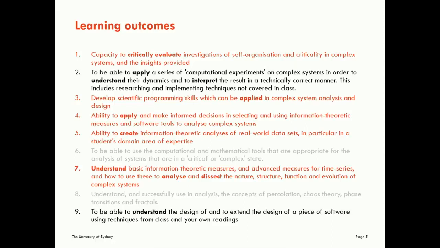So before we get started, I want to go over some of the learning outcomes that we've set out for this course on information theory and complex systems. At a very basic level, I want you to understand the measures of information theory, the basic measures as well as more advanced measures for time series, and how we're going to use these to analyze and dissect the nature, structure, function, and evolution of complex systems.